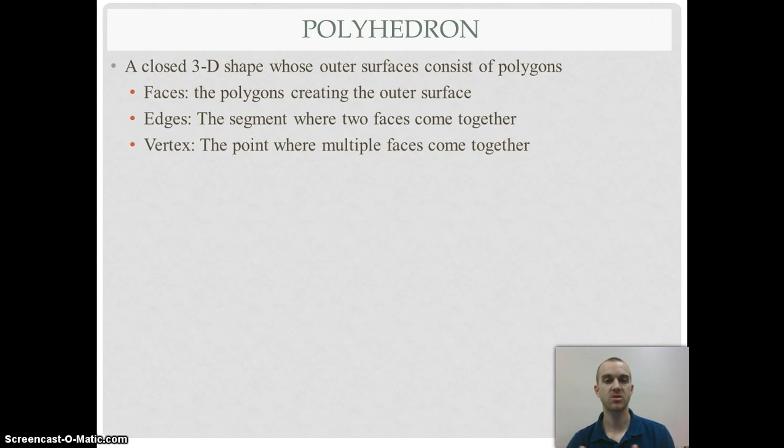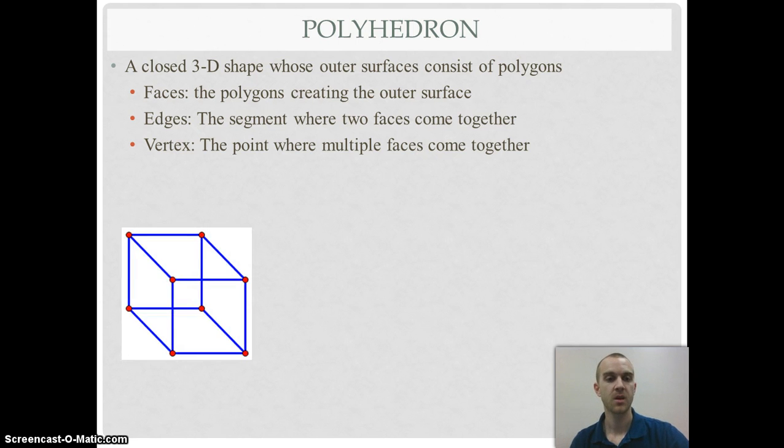Our edges are where two of those polygons come together, so it's going to be forming a segment, just making up that edge. And the vertices are points, where multiple sides are coming together. So if I look, I have a polyhedron here because every side is made up of a polygon, straight edge surfaces. So I can even count the parts.